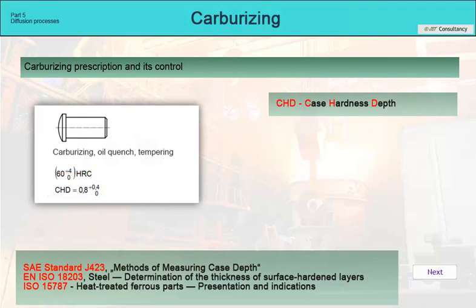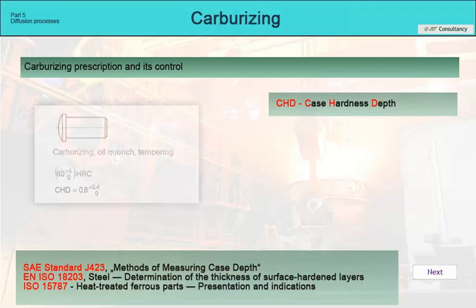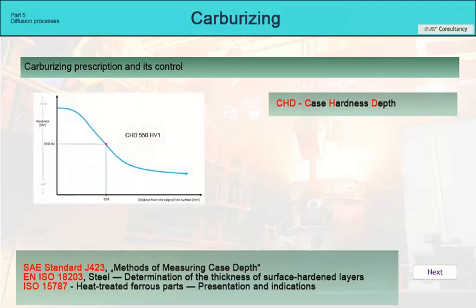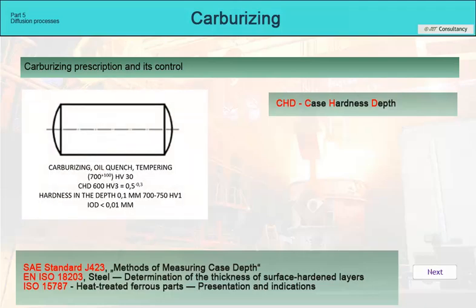If the method is not specified for CHD, then HV1 is understood, and the effective depth is the depth where 550 hardness units are still achieved. For example, according to the American standard, it is 50 HRC. However, we can also prescribe other criteria.